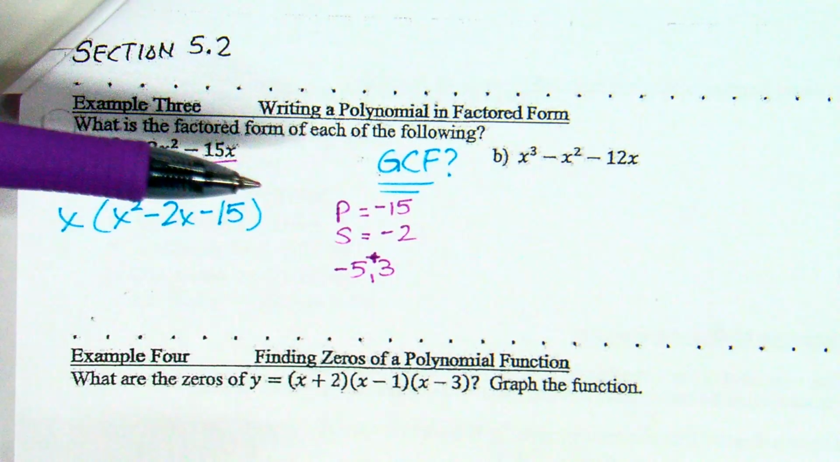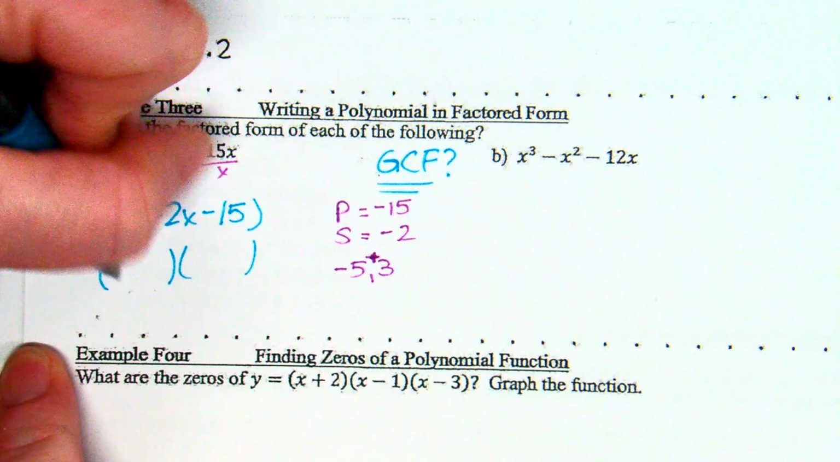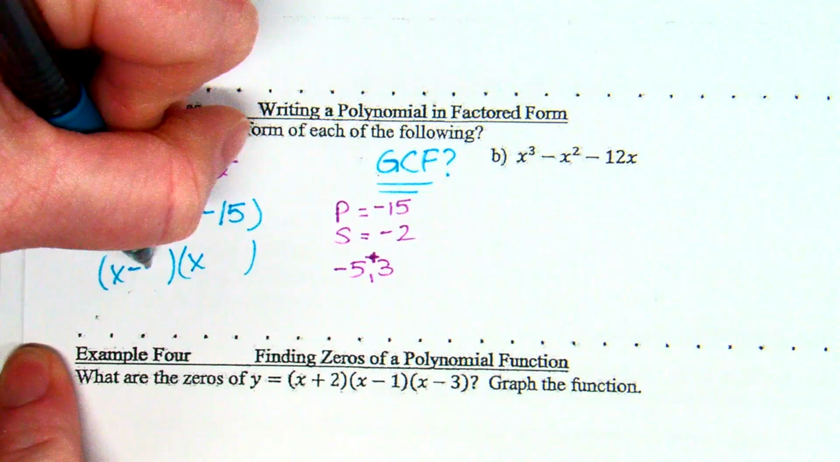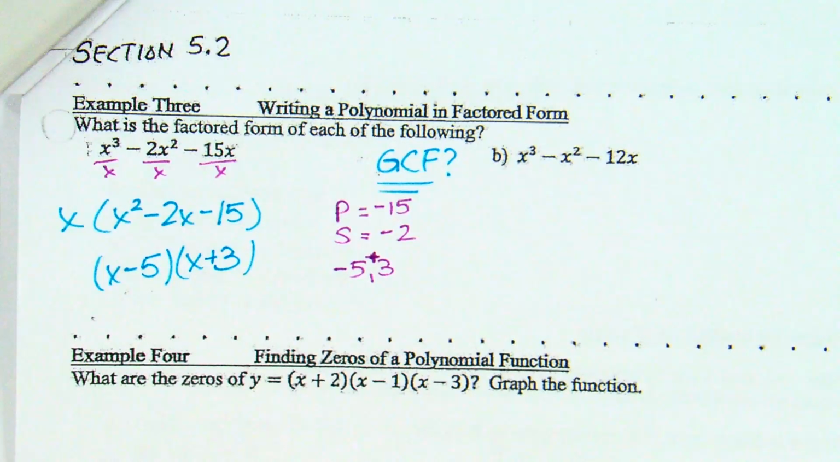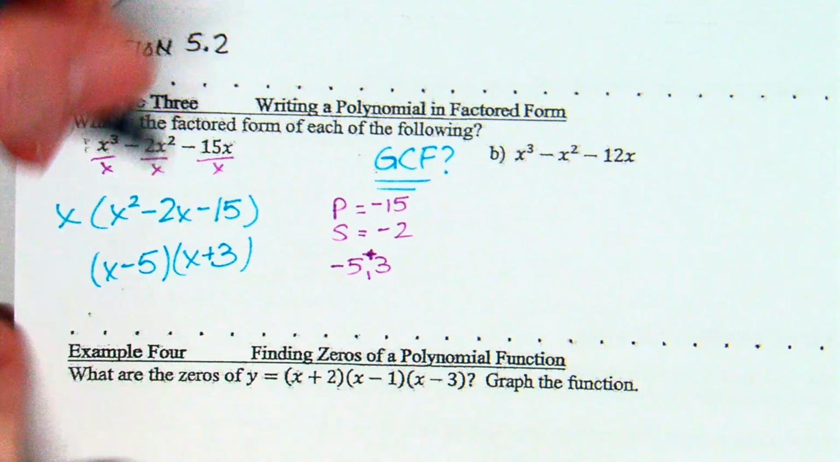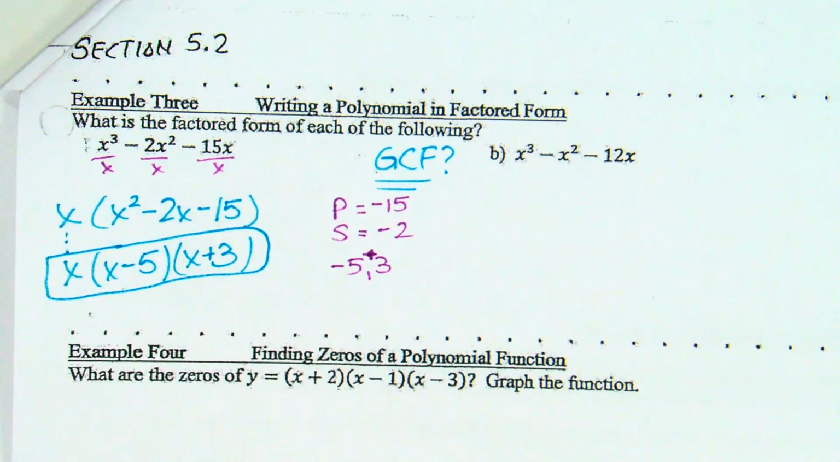So now we're going to set up two parentheses. X squared breaks into x and x. So we have an x minus 5 and an x plus 3. And don't forget to carry down the x out front. So x times x minus 5 times x plus 3. It's technically the same factoring you did in last chapter. On the test, I didn't have any of them, though, where you have to GCF and then also factor. But we did talk about some of those in the notes.